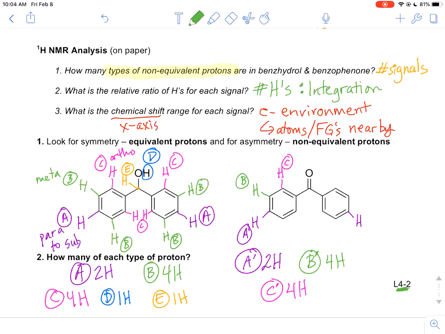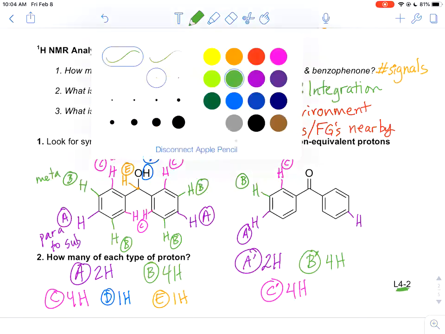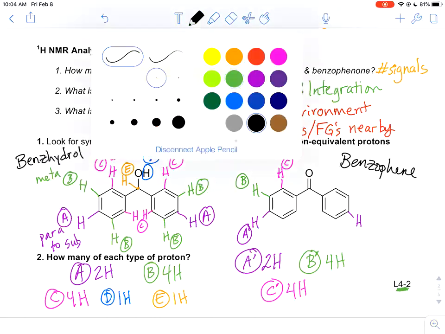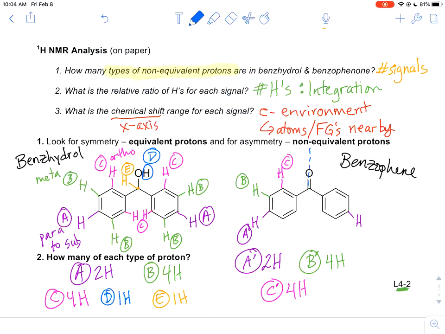What we did in our 4th lecture is we talked about the symmetry in both of these molecules. The one over here on the left is benzhydrol. This was the starting material for the experiment 3 reaction. And over here is benzophenone. We talked about how there's symmetry in benzophenone through the molecule like this. So that's why we identified these two hydrogens as A, or A prime rather. We then have the plane of symmetry over here, so we can see that these two are both Bs.